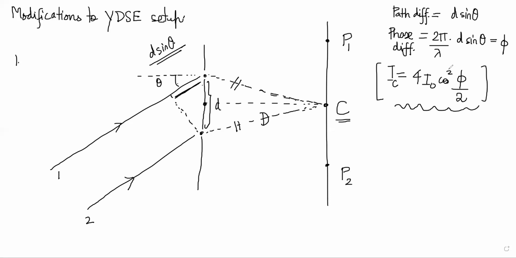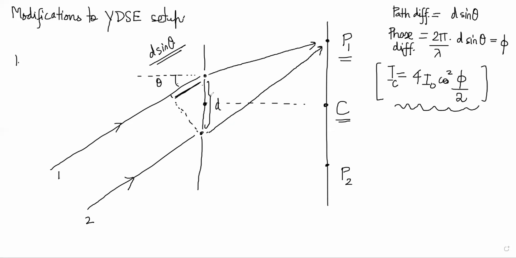Now let's think about what happens at point P1. You understood this part, right? So what do you think should happen at point P1? Now ray will come from here to here and from here to here, right? And let's say P1's position here is at some alpha angle, right?